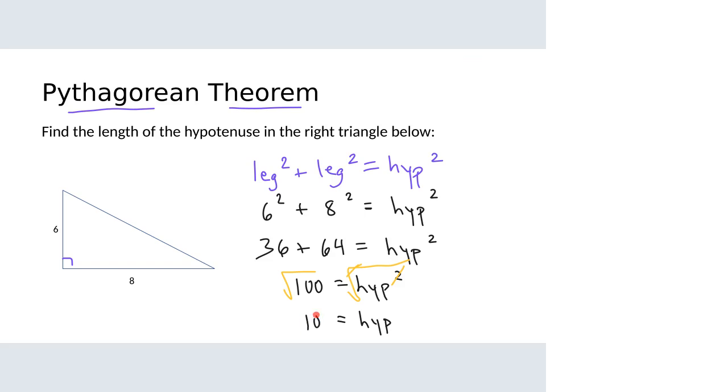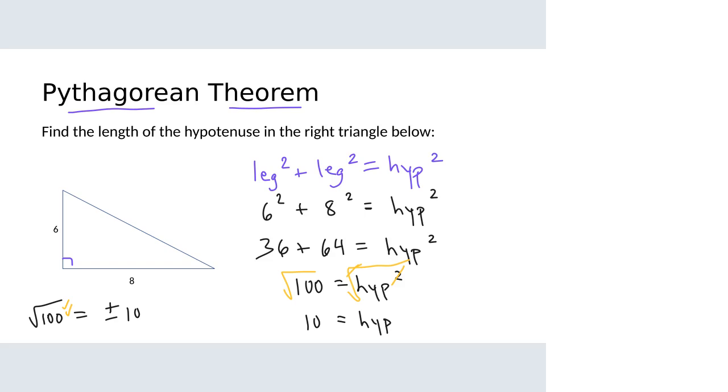Some of you who may have had algebra recently, or maybe really strong in algebra, are like, well, wait a minute, the square root of 100, shouldn't that be plus or minus 10? Because positive 10 times positive 10 would give me 100, and negative 10 times negative 10 would also give me 100. And you would be exactly right in a theoretical sense.